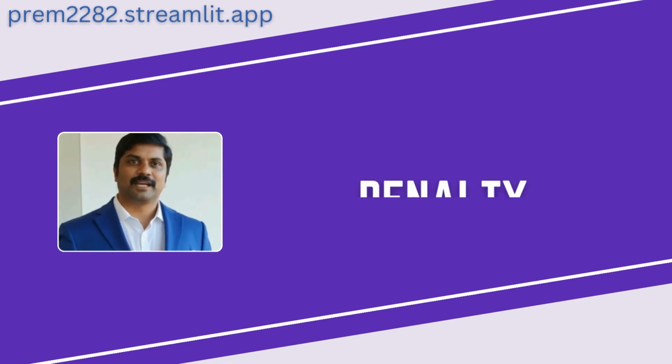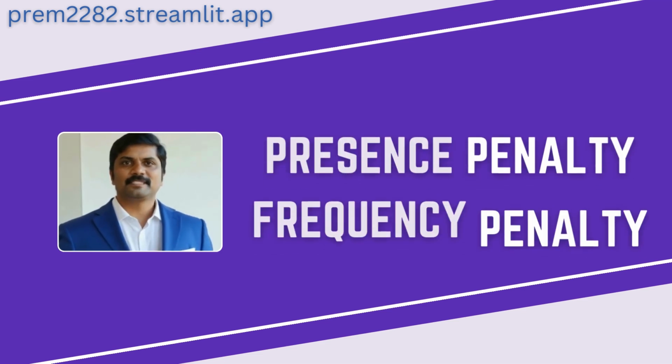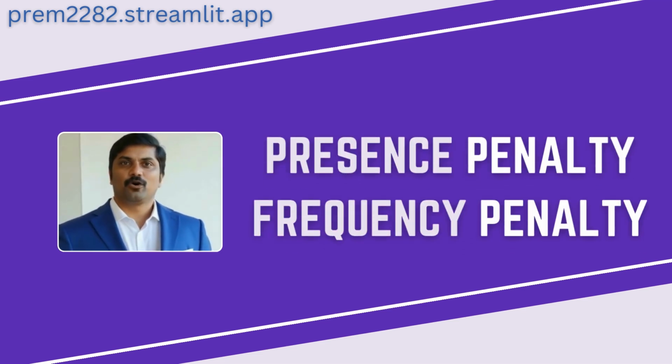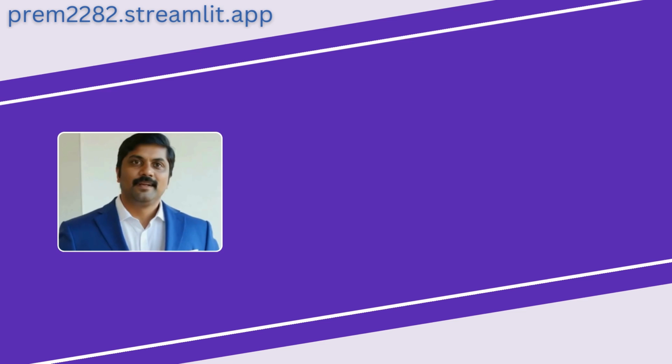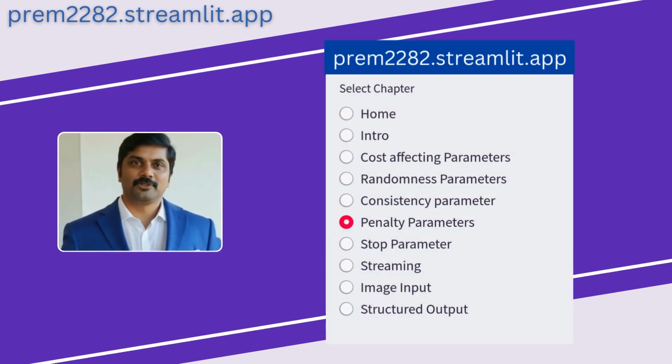Hello! Today we will explore the penalty parameters in OpenAI API. Presence penalty and frequency penalty are two parameters that can be used to influence the AI's response. Let's head over to our website and select the chapter Penalty Parameters.